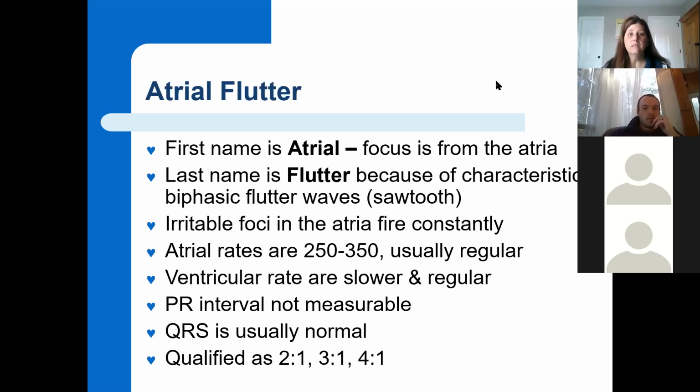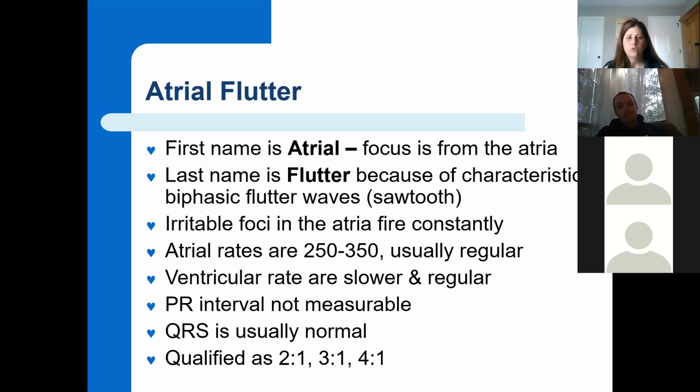So let's look at atrial flutter now. Again, the first name is atrial, so you know that it's coming from the atria. The focus is coming from the atria. And the last name is flutter because of the characteristics of the flutter waves, a sawtooth wave. Sometimes you'll hear people refer to them as an F wave. So what's happening here is the atria is beating too quickly.